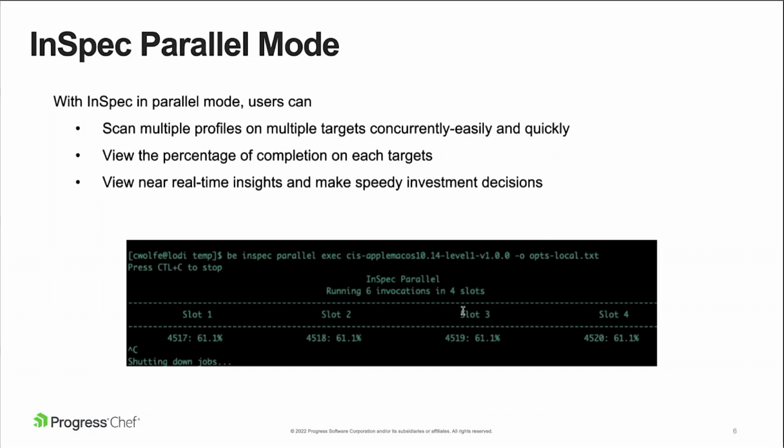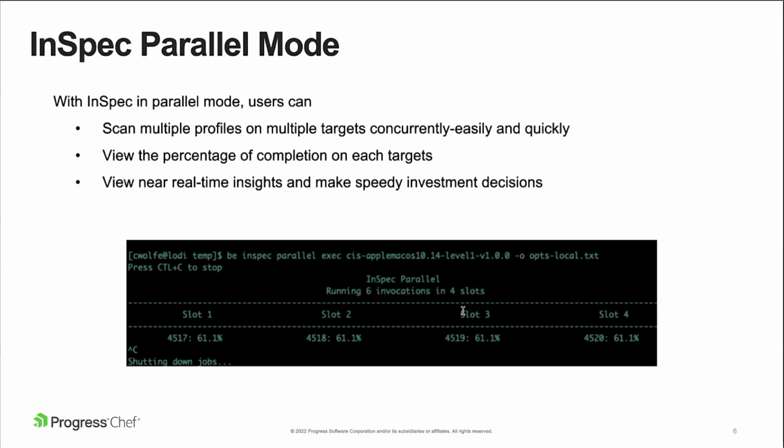The third key use case is the profile splitter use case, where users can split one profile into multiple batches and run them on the same target simultaneously. For example, if a user wants to scan a Windows 2016 benchmark of 400 controls, they can split that into two batches of 200 controls each and run them on a single target node simultaneously. So these are the key use cases of InSpec Parallel.